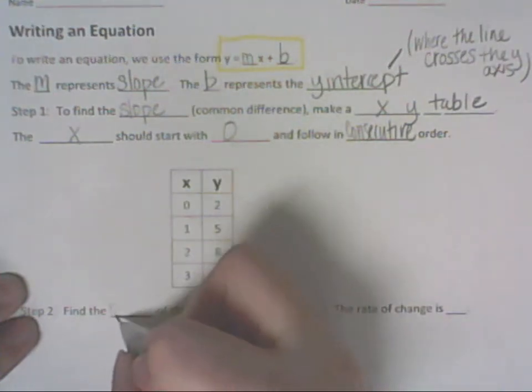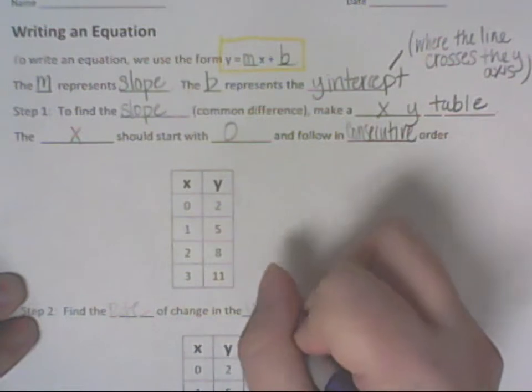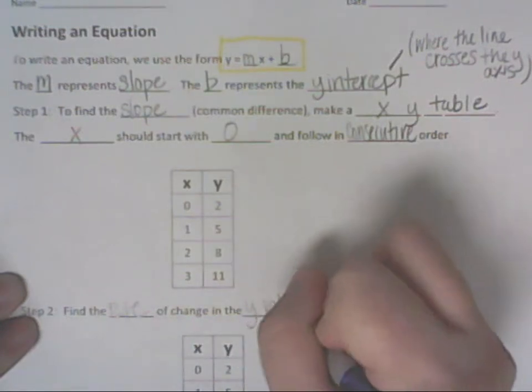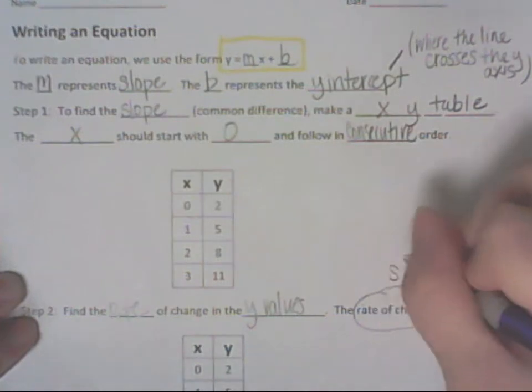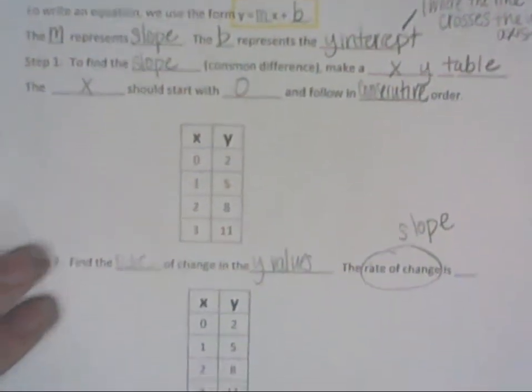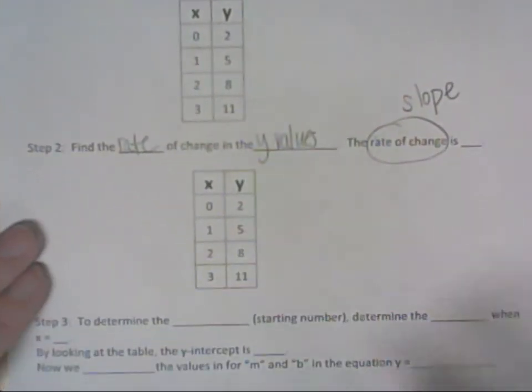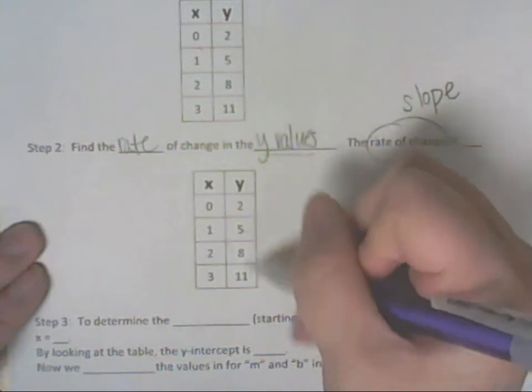So now we're going to look at something else. We're going to find the rate of change in the y values. And the rate of change, guys, is also called the slope. So we're going to look at our table and determine what our rate of change is. In our y values, remember, we're going to be looking at this y.